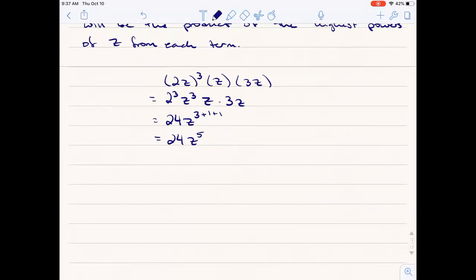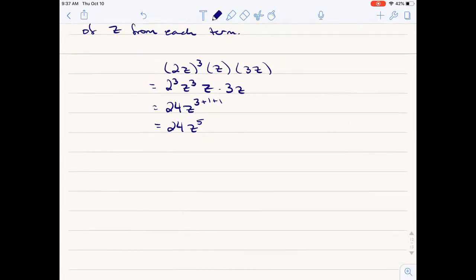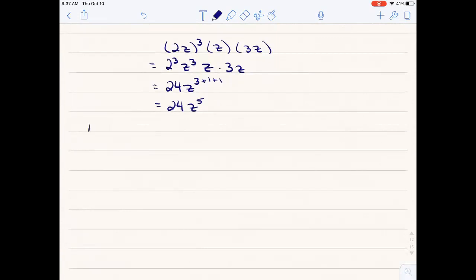but your leading term is going to be 24z to the power of 5. So from here we can pull our degree, our leading term, and our leading coefficient. So now we know that the degree is 5. Our leading term is 24z to the 5. Oops, should rewrite that. And our leading coefficient is 24.